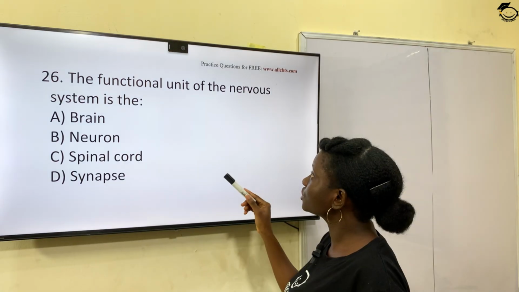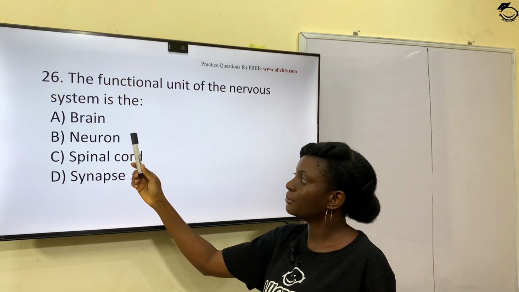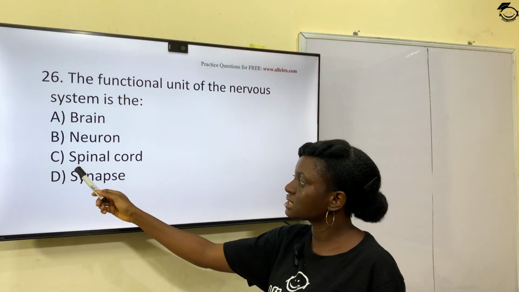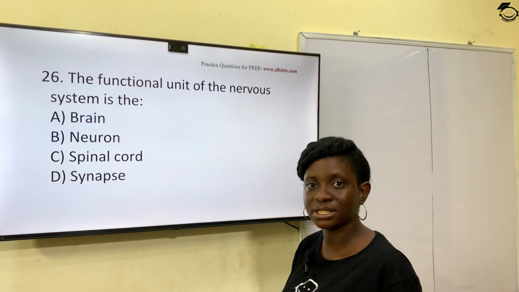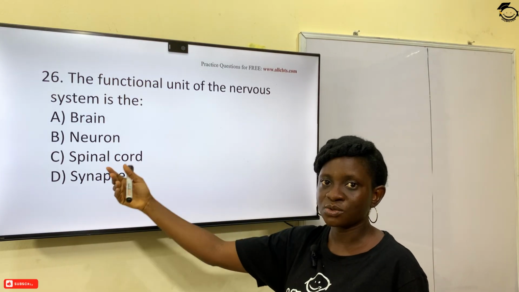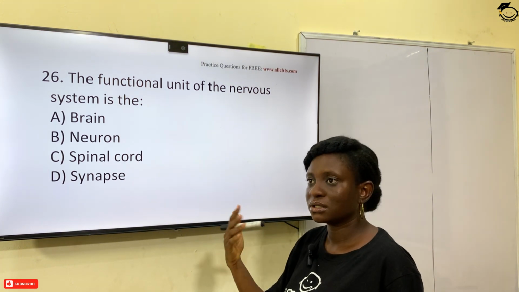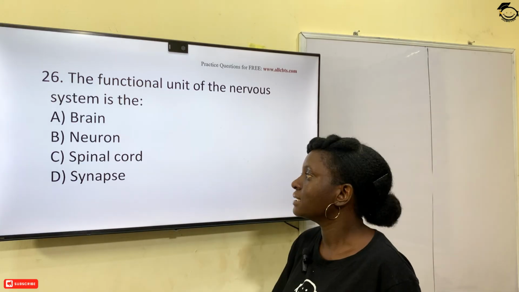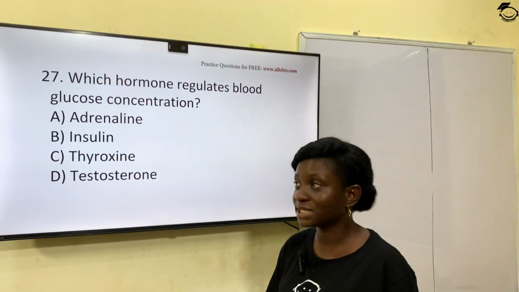26. The functional unit of the nervous system is the A. Brain. B. Neuron. C. Spinal cord. D. Synapse. So the functional unit of the nervous system is known as the neuron. It's involved in response and stimuli. So B. Option B, neuron.